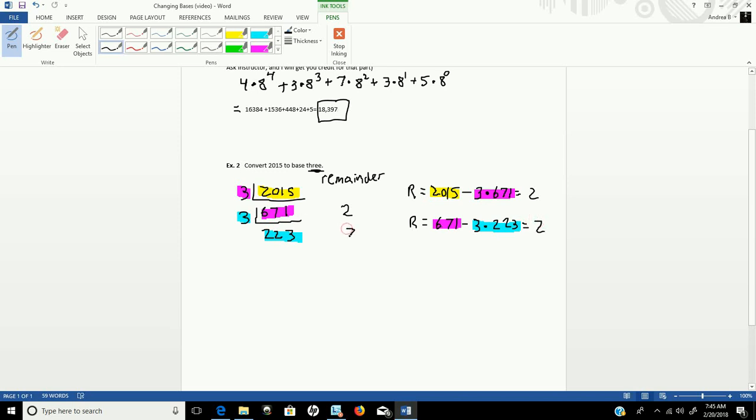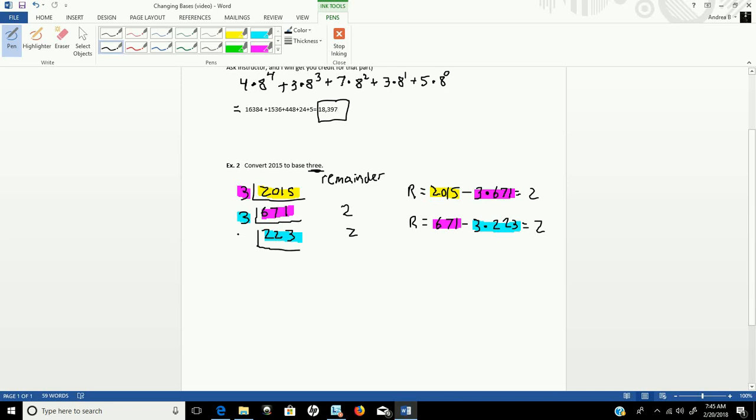And keep in mind that all of these remainders have to be less than whatever that number is you're dividing by. So in this case, we're dividing by 3 to get to base 3. All of those remainders should be either a 0, 1, or 2, because all the remainders have to be less than whatever base you're converting to. So if you get a number that is greater than or equal to that base, then you did something wrong. You didn't have the largest number in there.